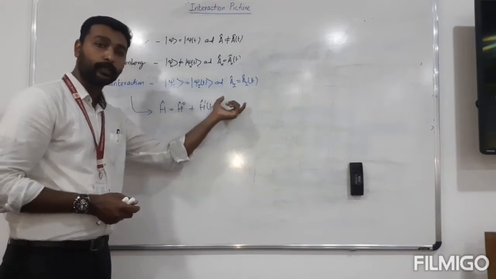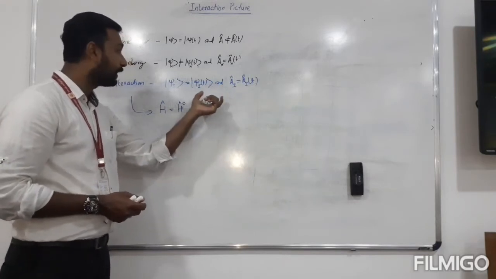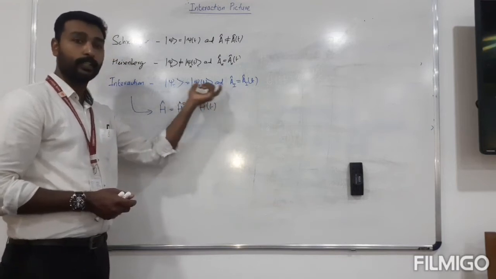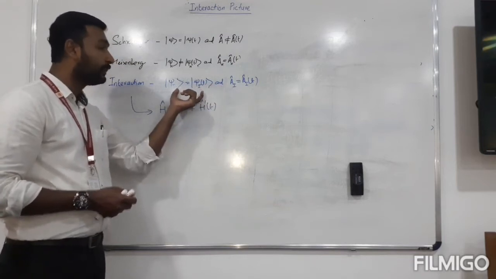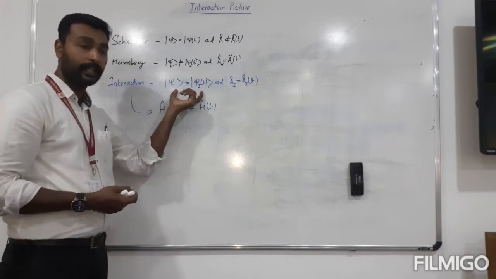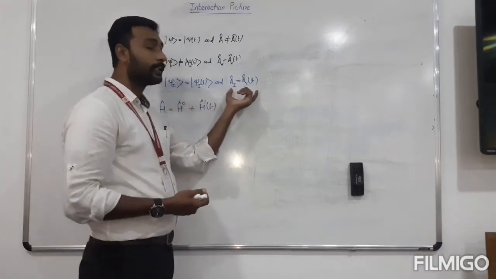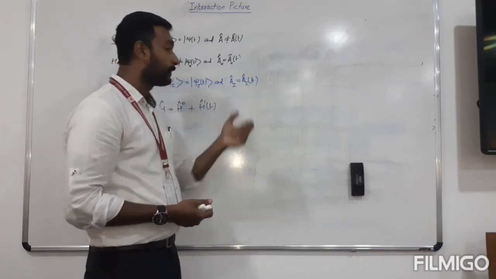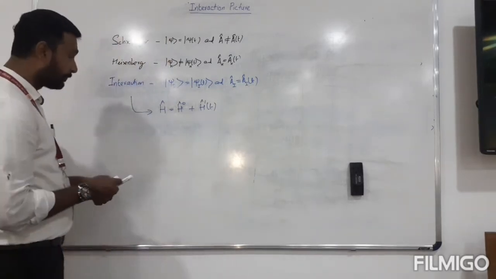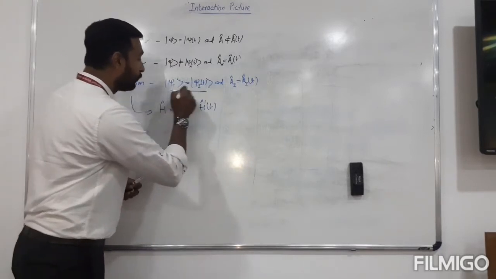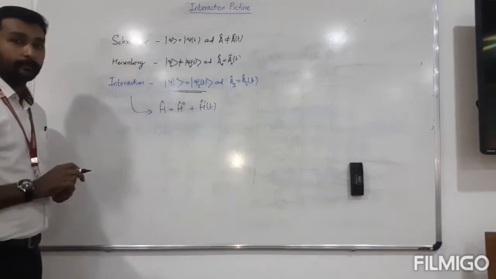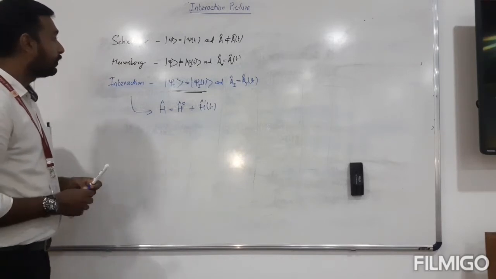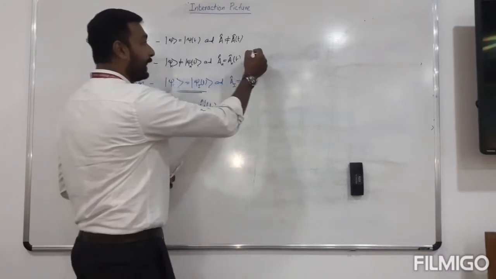Now since in the interaction picture both the state vector and the operator evolve with time, there should be some differential equation which describes the time evolution of these two things. There should be a differential equation which gives the time evolution of the state vector psi I, and some other differential equation which gives the time evolution of the operator A I. So first we will discuss the time evolution of the state vector psi. In order to discuss that, we have to just recall our discussion about the Heisenberg picture.